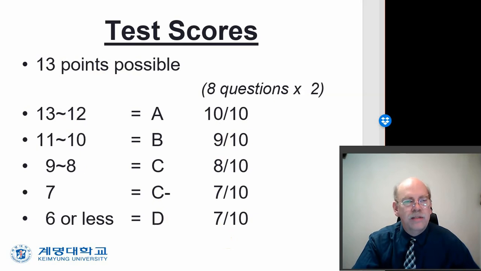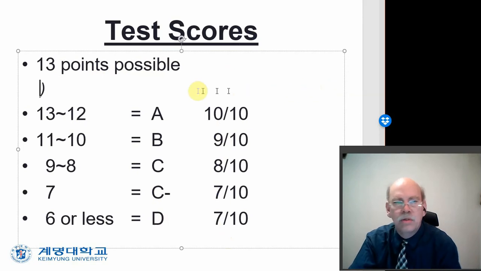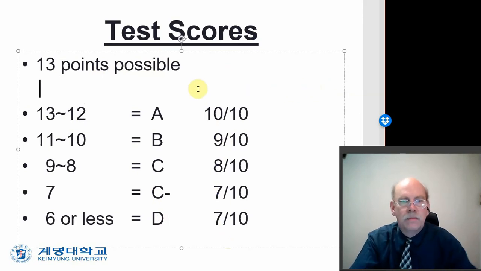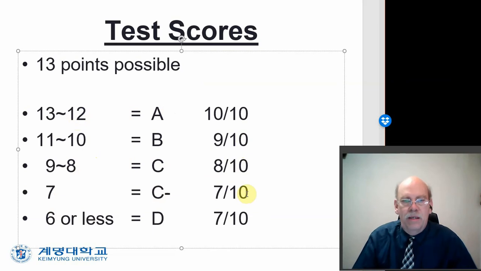And for the listening test, there was a total of 13 points possible, but somehow or another, I didn't manage to delete this. This is wrong. It shouldn't be there. So if you got 13 or 12 in that paper test, you got a 10. If you got 11 or 10, you got a 9. If you got 9 or 8, you got 8 points. If you got 7 on your midterm test, you got 7 points. If you got 6 or less, you got 7 points. There is no F on my test.